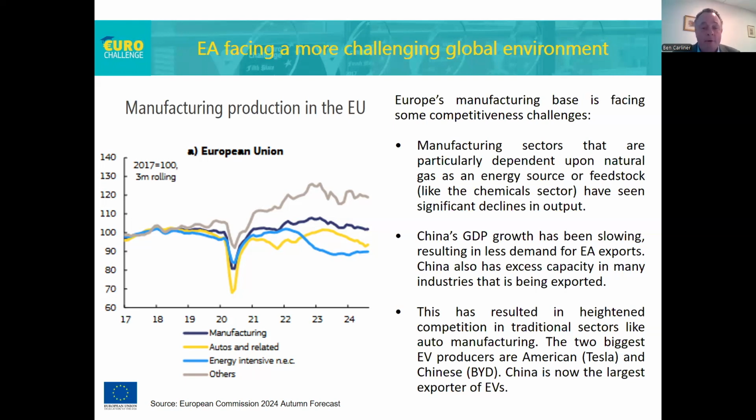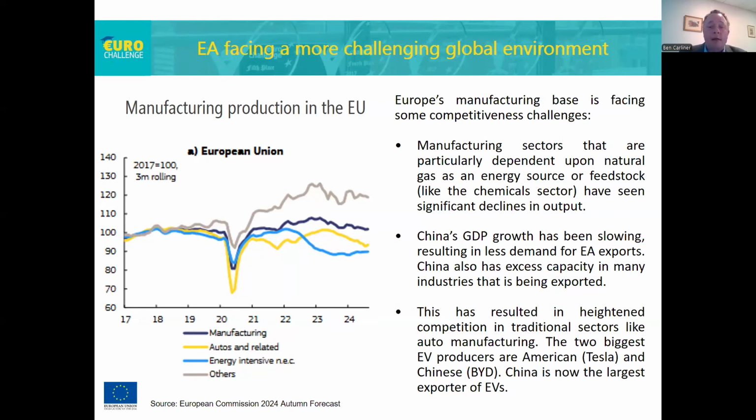So let's talk a little bit more about this challenging global environment that we're in, and particularly the manufacturing sector. I already mentioned it, but this chart breaks down the different parts of the manufacturing sector. And what you can see here is that the blue line, that is energy intensive manufacturing. That shows you what an impact that higher energy prices have had in Europe.